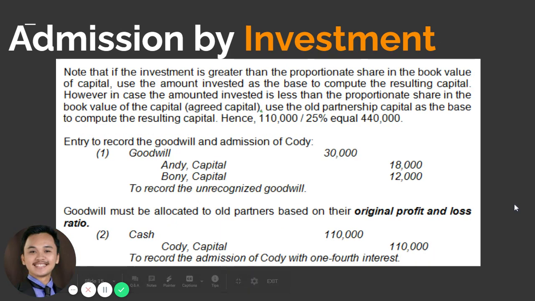So what do we do with the 30,000 goodwill? That 30,000 goodwill will be credited to Andy and Bonnie Capital using their old profit and loss ratio. So debit goodwill 30,000 and then credit Andy Capital and Bonnie Capital for 18,000 and 12,000 respectively. Goodwill must be allocated to all partners based on their original profit and loss ratio. So the 18,000 and 12,000 come from 30,000 times 60% and 30,000 times 40%. And then to record the admission of Cody with 1/4 interest, debit cash for 110,000 and then credit Cody Capital for 110,000.